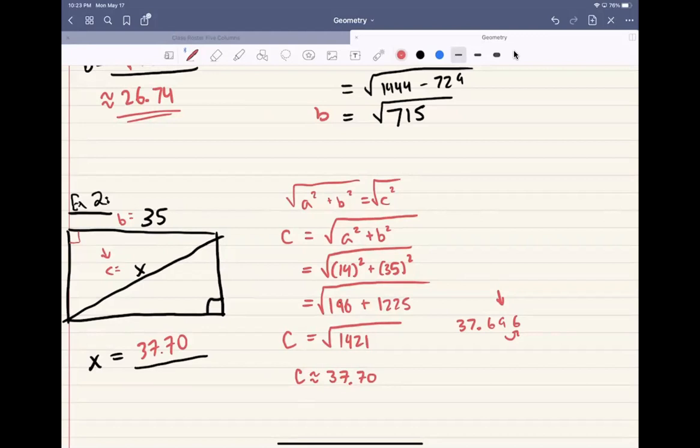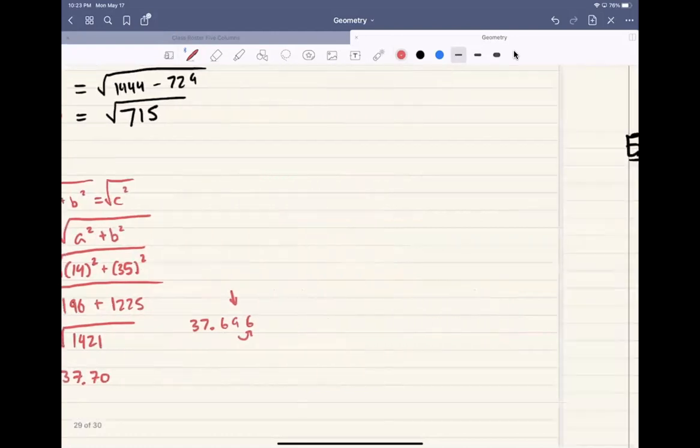All right, and it's just a matter of using the Pythagorean theorem. You always start with A squared plus B squared equals C squared, and then you want to get whichever variable you're looking for. That's the one I was looking for.